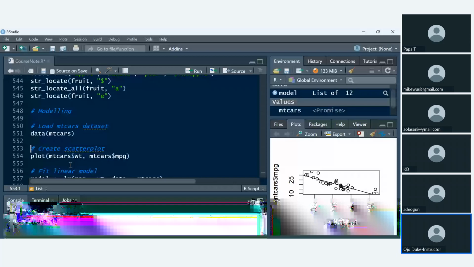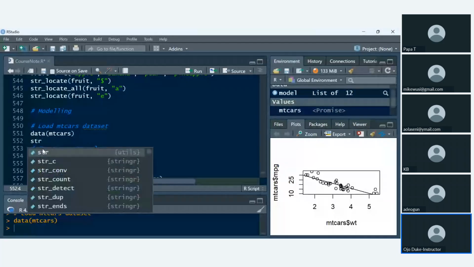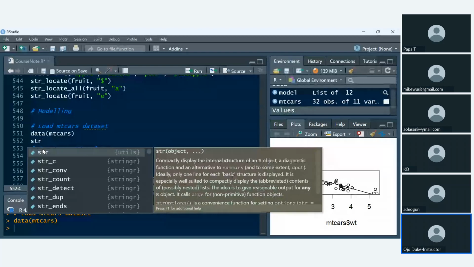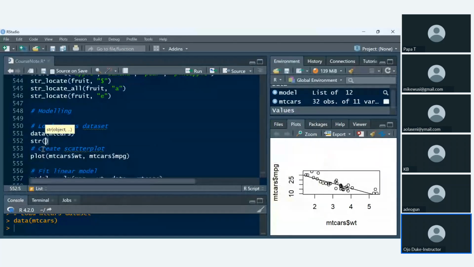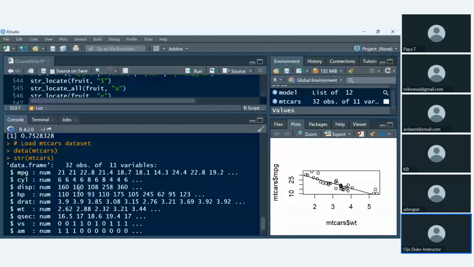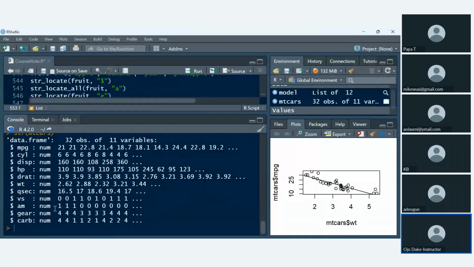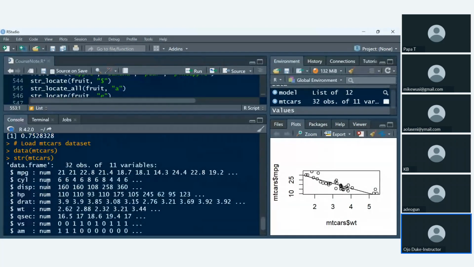Yeah, so you can do str to mtcars. This will just give you the summary of everything in the data. They are all numeric values, although some of them are factors, as you can see.